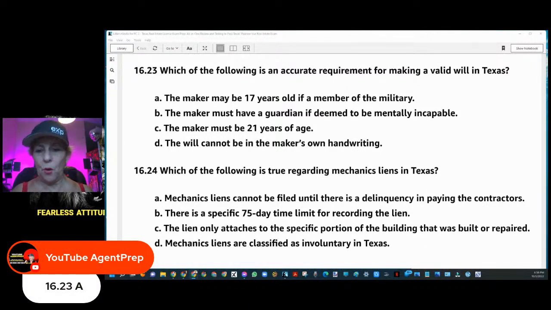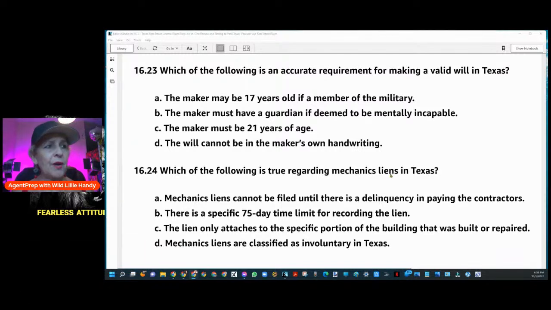All right, number 24. Which of the following is true regarding mechanics liens in Texas? A, mechanics liens cannot be filed until there is a delinquency in paying the contractors. B, there is a specific 75-day time limit for recording the lien, statute of limitation, okay? C, the lien only attaches to the specific portion of the building that was built or repaired. Or D, mechanics liens are classified as involuntary in Texas. So which one is the best and correct answer?